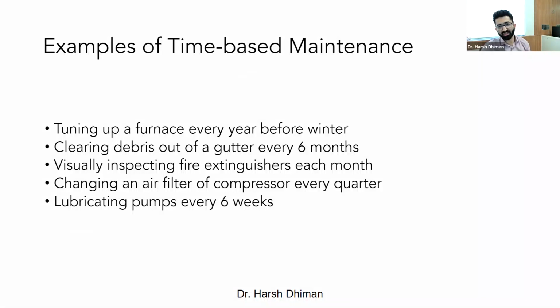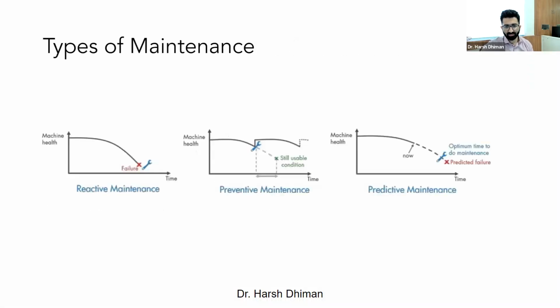So one would go every now and then. What they do is they try to fix a particular time frame to take out these filters, and then they install new filters. Lubricating pumps every 6 weeks. You may change the lubrication oil for the pump even if the oil is in good condition, but still you would do it because you have fixed a time frame. So essentially, these are common examples of what could be time-based maintenance.